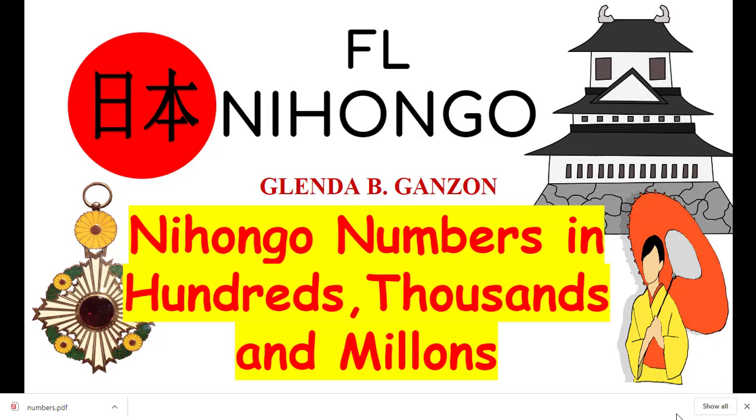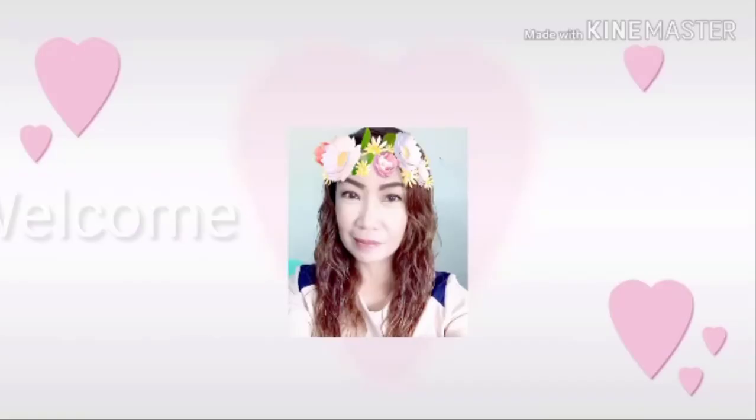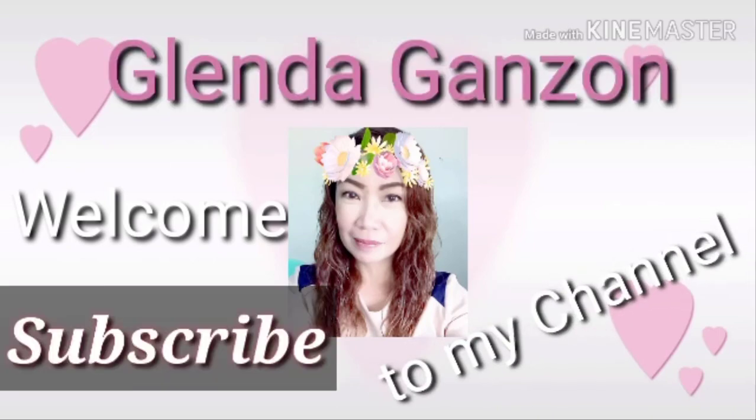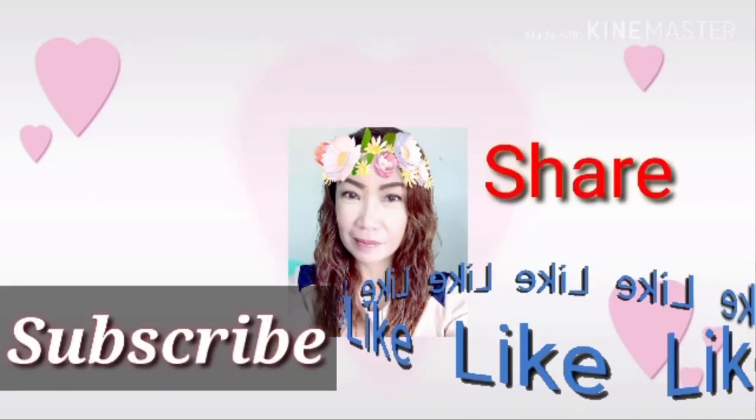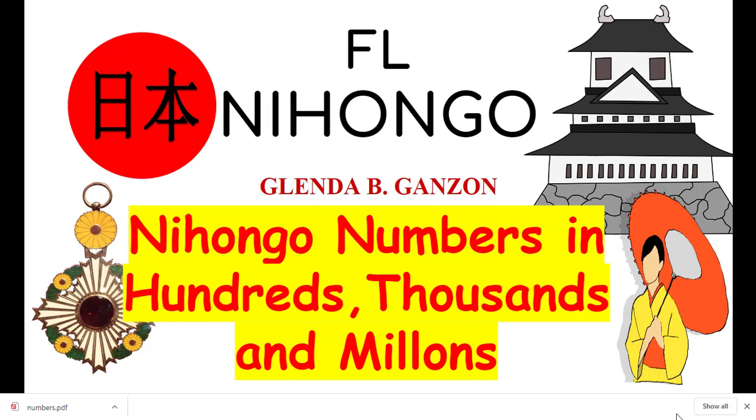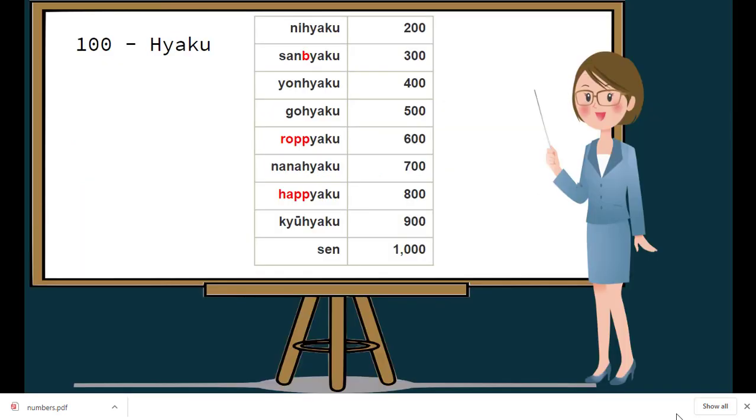Today I'm going to introduce Nihongo numbers in hundreds, thousands, and millions. From my previous tutorial, I've introduced counting numbers from 1 to 10, also counting numbers by tens from 10 to 100, and counting numbers from 1 to 100. Today, I'm going to introduce counting numbers from 100 to 1000. As I state the number, please repeat after me.